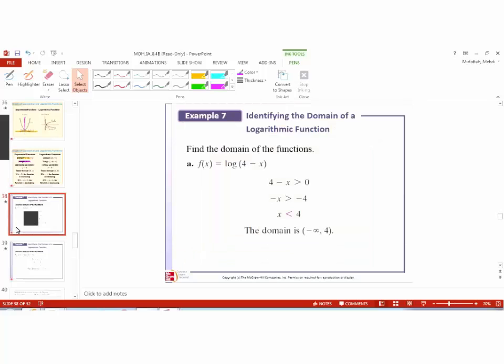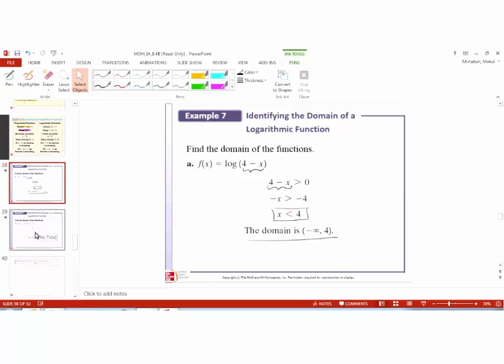Now find the domain of the function. What you need to do is, for the logarithm, make sure that whatever you have inside this parenthesis is positive. So we say 4 minus x greater than 0. In this case, you solve for x. x would be less than 4. So the domain would be all the values from negative infinity to 4.